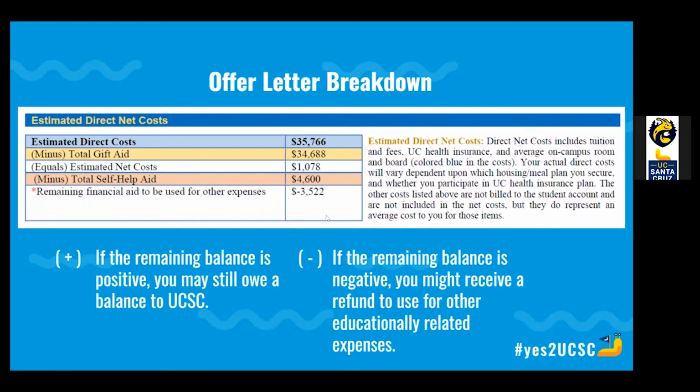So if this number on your conditional aid offer is positive, that means that you may still owe a balance to UCSC after all the aid has been offered to you. If the number is negative, like in this student's case, then you may expect to receive a refund, which you can use for other educationally related expenses, such as books and supplies, transportation, projects that come up in class, computers, whatever you need.